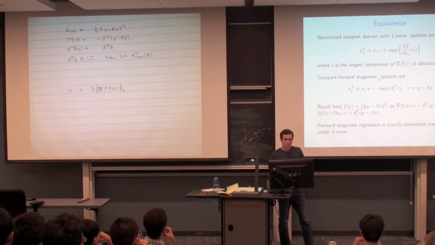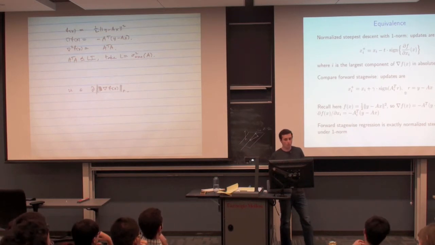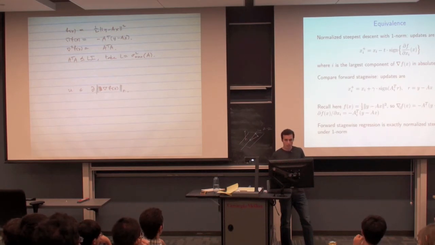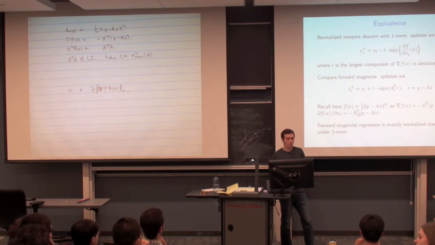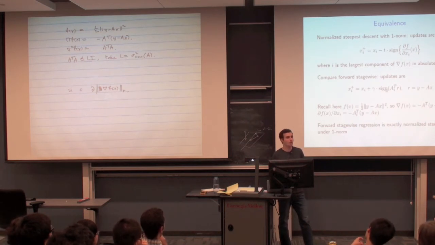What are the forward stagewise updates? The updates are like this. We saw them before, right? x_i+ is equal to x_i + gamma times the sign of the correlation, where r is this residual vector. Now we can see that in this case, our f was the regression loss, so its derivative is minus A transpose the residual. And the ith component of its partial derivative is just the ith column of A inner product with the residual. So if I stick that in here, I get exactly forward stagewise.